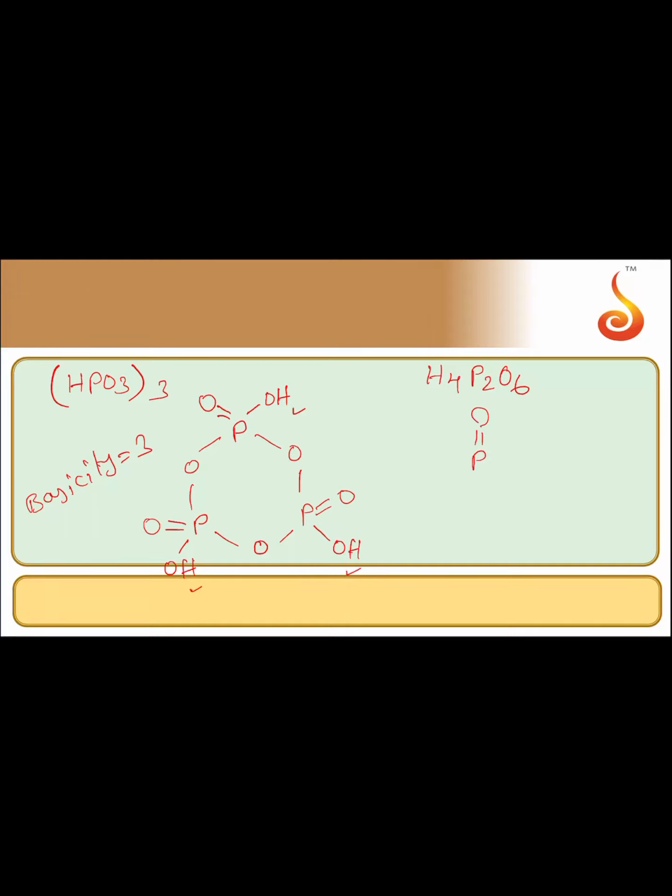The structure contains a P-P bond. Each phosphorus has one P double bond O, and each phosphorus has two OH groups. In total 4 acidic hydrogens are there. These OH group hydrogens can be replaced, so the basicity of hypophosphoric acid is 4. So what they have given, that is 2, is wrong. The basicity of hypophosphoric acid is 4.